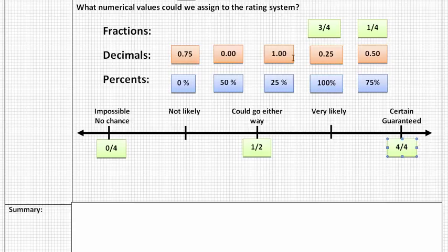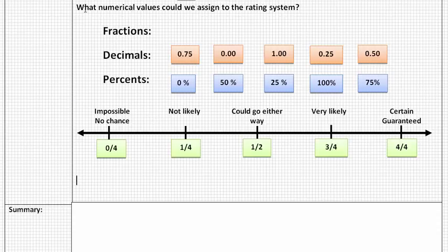Let's see, where would we put 3/4? Well, I know 3/4 is bigger than 1/2 and less than 4 out of 4. So I'm going to put 3/4 right here on very likely. Which leaves one more spot for 1/4. 1/4 would be described as not likely, right? It's the first: 0, 1, 2, 3, 4. So it's going to go right here on the first out of 4 sections on our scale.